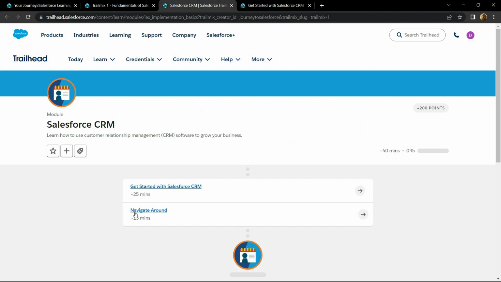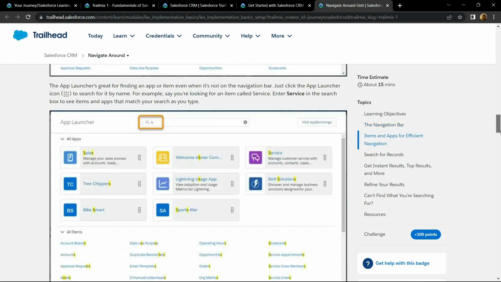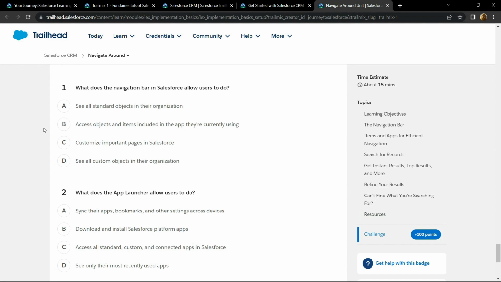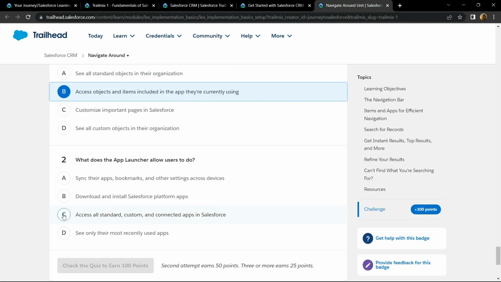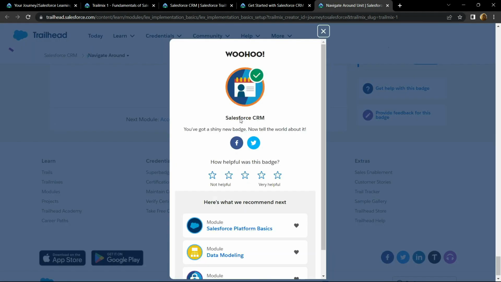Now let's see the solution for this one. Again go to the bottom. For the first question, the answer is option B. And for the second one, answer is option C. Now check your points. And congrats, you have successfully completed this module Salesforce CRM.